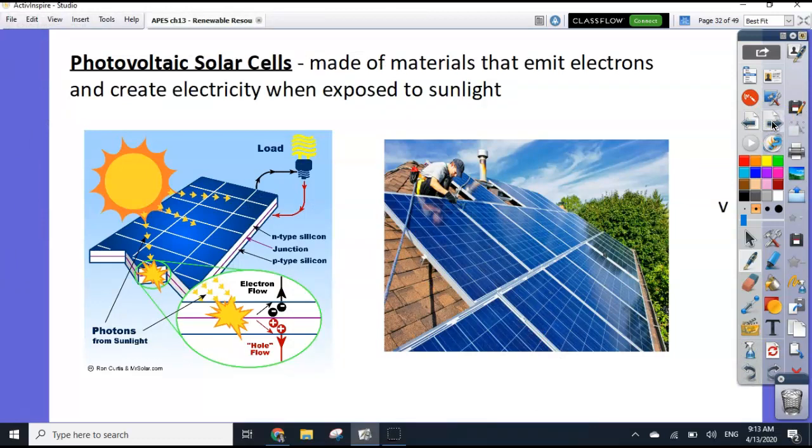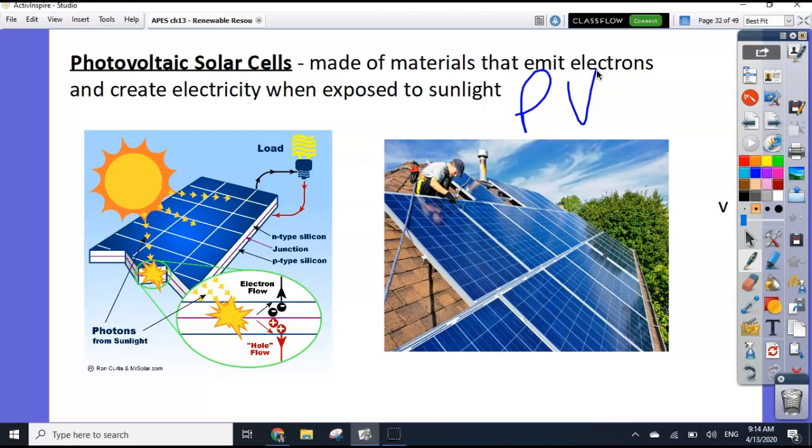All right, photovoltaic solar cells. These are abbreviated PV cells. So these are the solar panels that you guys know, okay? You could write solar panels in here. So they're made of materials that emit electrons. So they release electrons, and then they create electricity when they're exposed to sunlight.